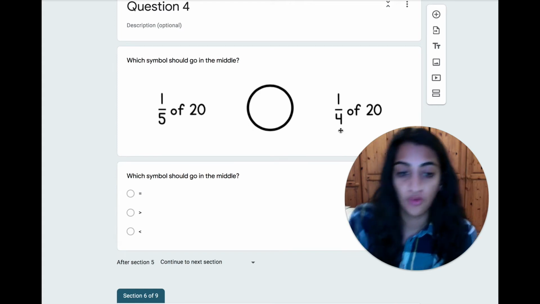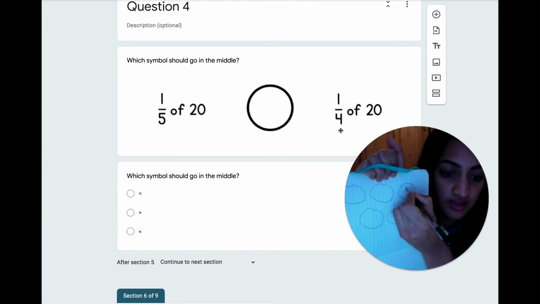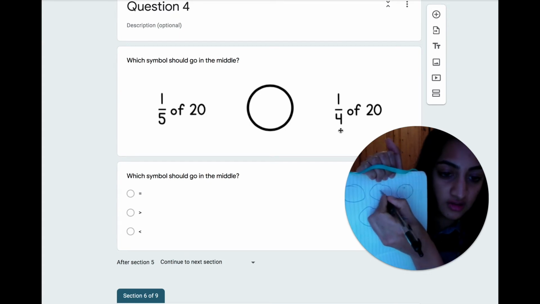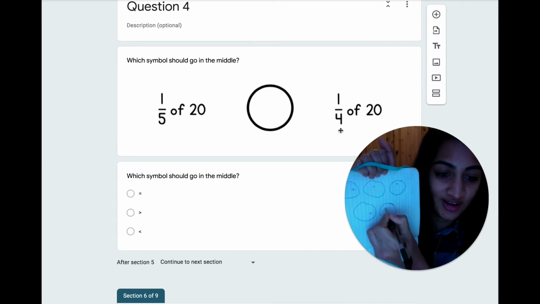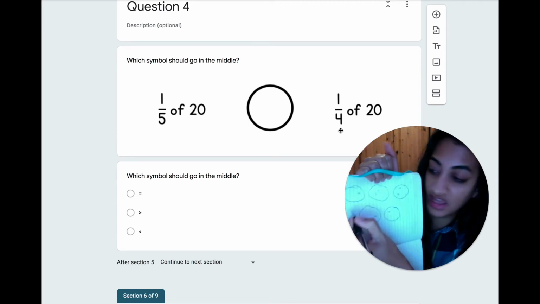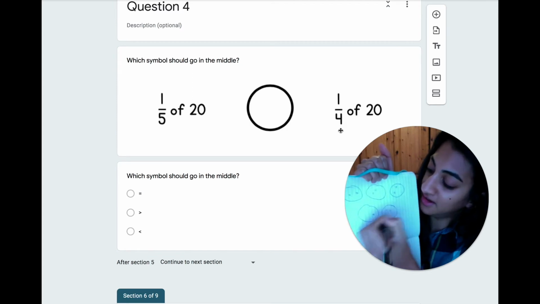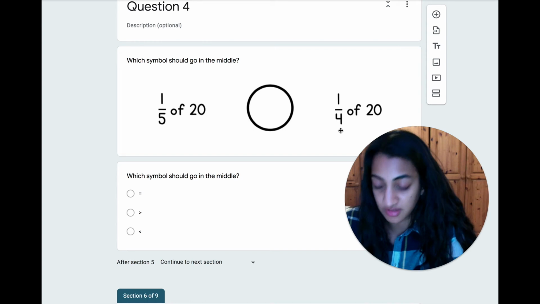So hopefully you all remember how we do that. We do one little circle in each equal part. So 1, 2, 3, 4, 5, and you keep going, 6, 7, 8, 9, 10, sharing equally until we get all the way up to 20. So I was up to 10, 11, 12, 13, 14, 15, 16, 17, 18, 19, 20.